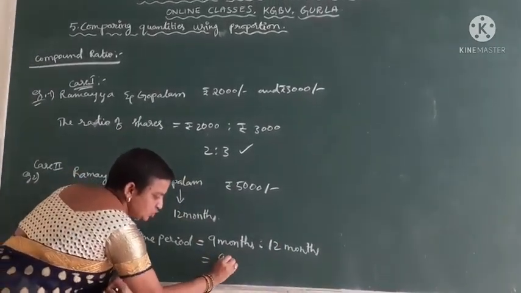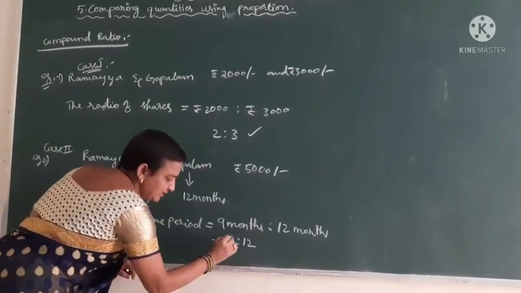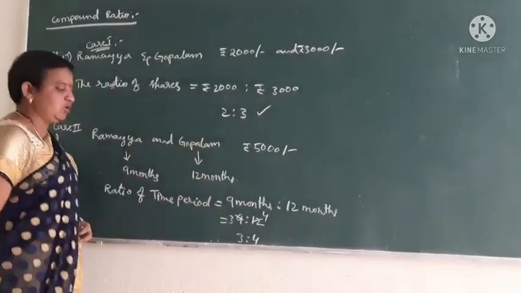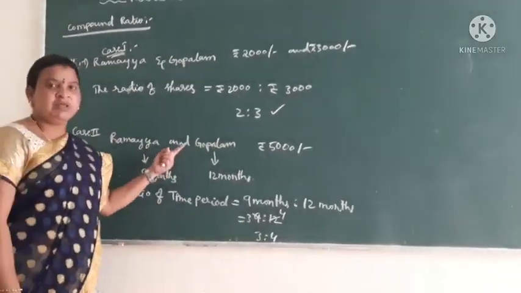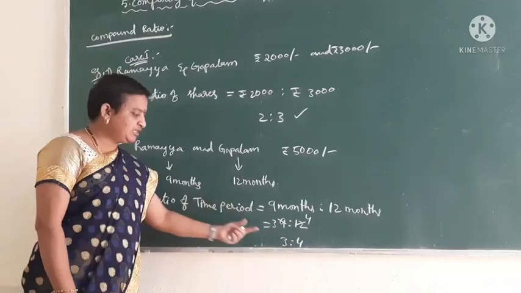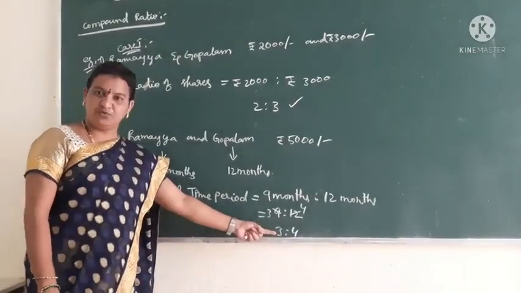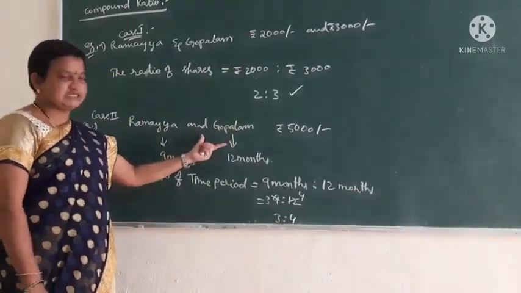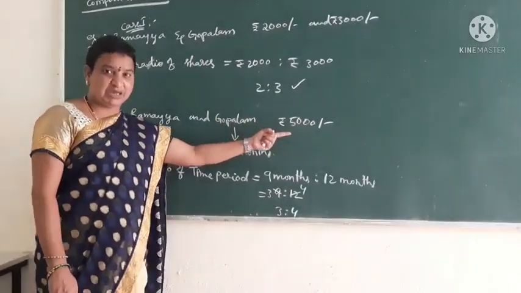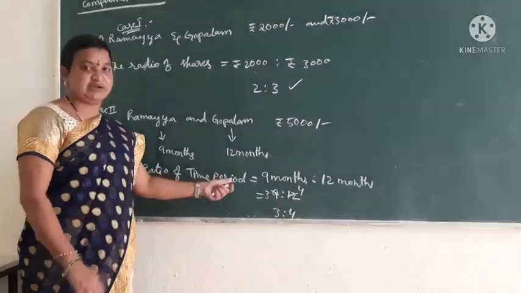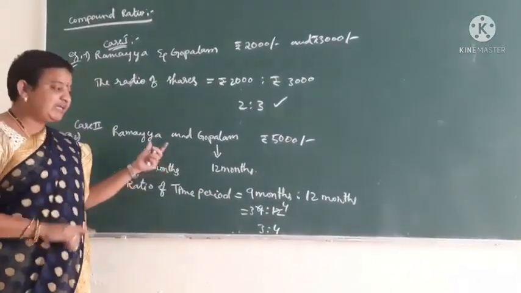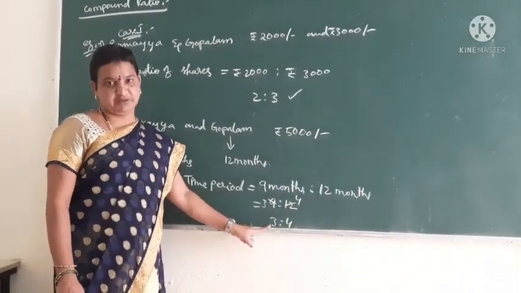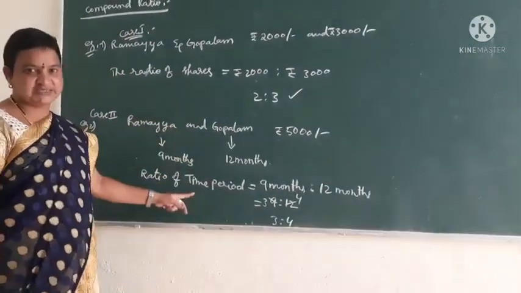That means 9 is to 12. If we simplify this, 3 3s are 9, 3 4s are 12, so 3 is to 4. So Ramaya and Gopalam divide their annual profit in the ratio of 3 is to 4. Okay, children, that means when two persons invest the same amount, but the time period is different, then they have to divide their annual profit in the ratio of time period. Do you understand these two cases?